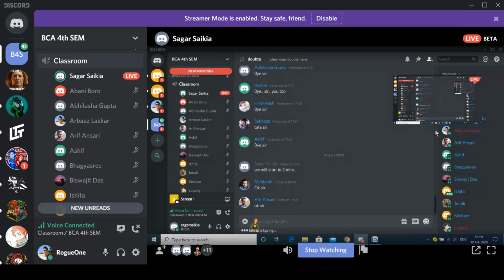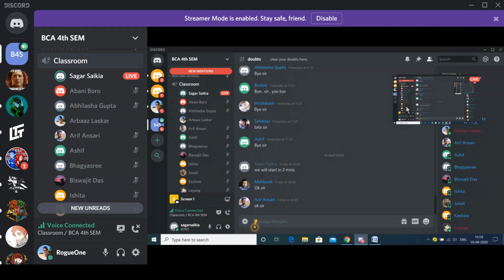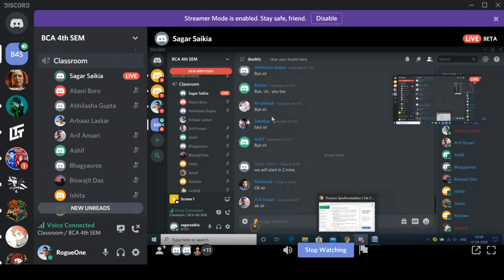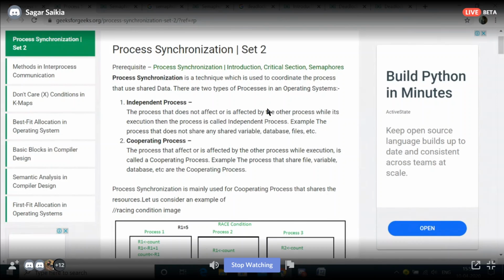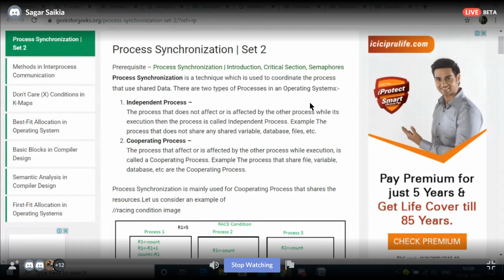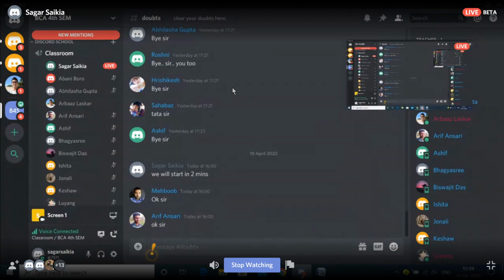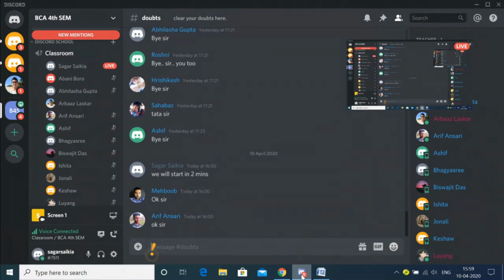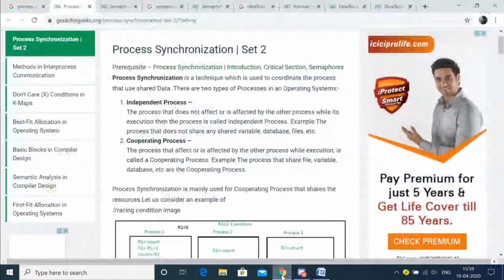process synchronization. You must be knowing what a process is. And how many types of processes are there in an operating system? Did we talk about this in the class before? How many types of processes are there? Two types, that is independent process and cooperating process, if you remember. So what is process synchronization? First of all, we have to see.